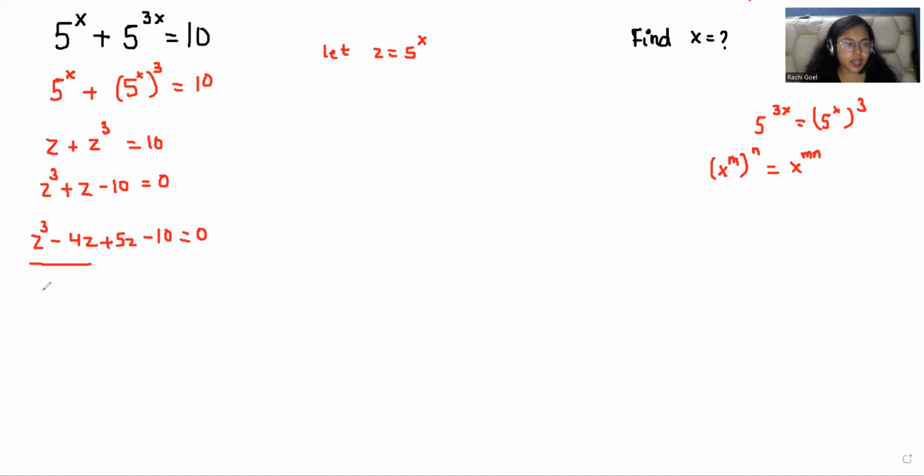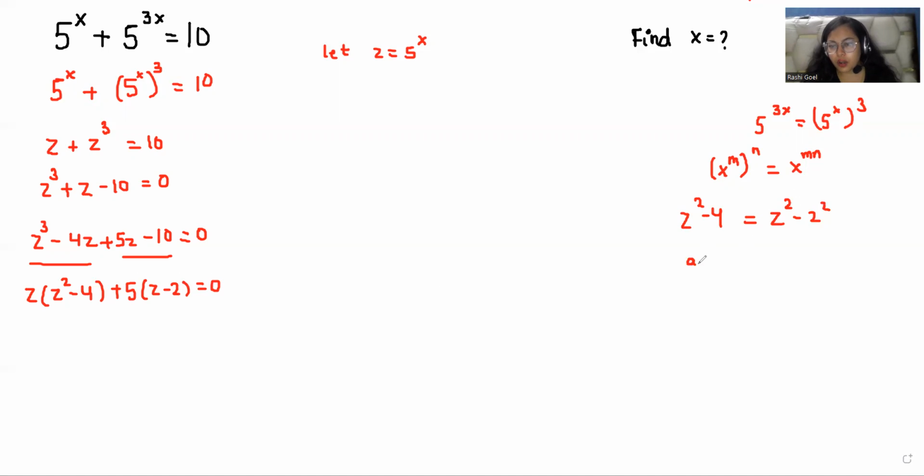If I take z as common, so z square minus 4, and here if I take 5 as common, so z minus 2 is equal to 0. So our bracket is z square minus 4. I can write 4 as 2 square, and here I can use the formula a square minus b square as a plus b times a minus b. So I can write it as z plus 2 times z minus 2.